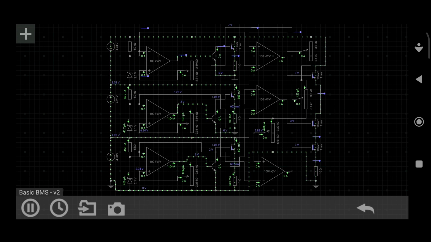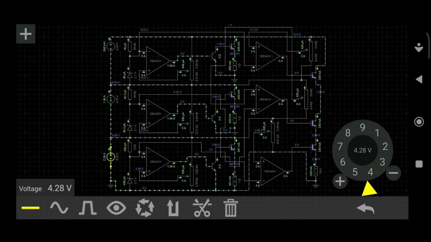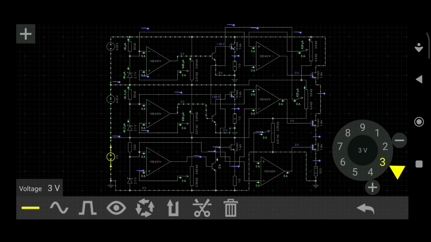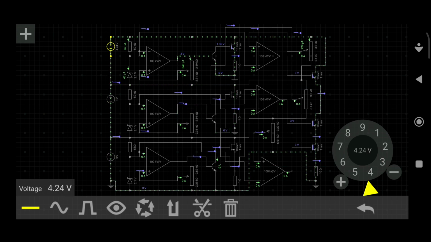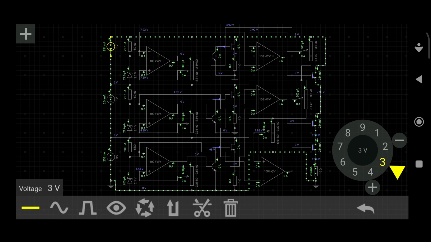After increasing to the maximum voltage, our battery stops taking charge from the source. If our battery goes below the maximum voltage, then our battery takes charge from the source. So this is a workable BMS circuit.